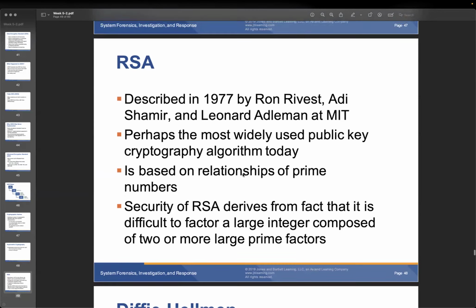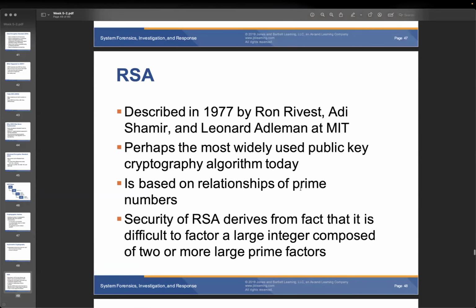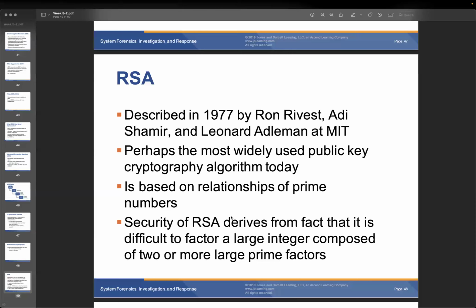And right here, because in this class we don't have you do the calculation anymore, you just need to have an idea, or I will prepare next time to help you recall how it works. Okay, so the security of RSA still relies on the difficulty of factoring a large integer composed of two or more large prime factors.